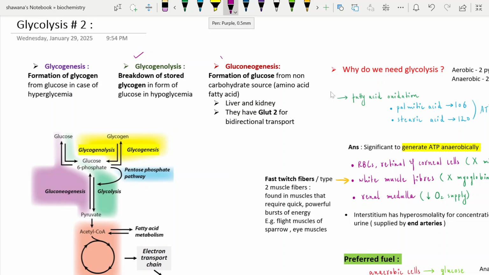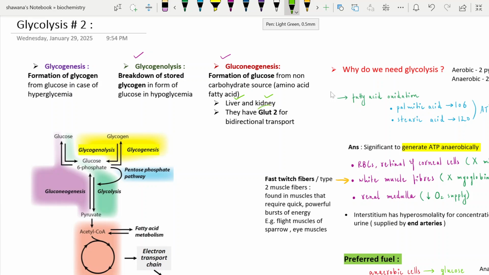And the third term is gluconeogenesis. Something is formed from scratch. It means that glucose is formed from non-carbohydrate sources. The sources are not carbohydrate related. These are either amino acids or fatty acids. And gluconeogenesis occurs in two organs in the body: the liver and kidneys are capable of gluconeogenesis.